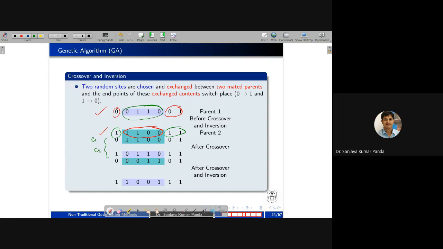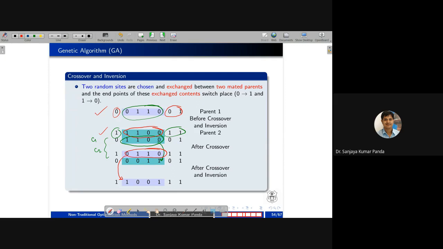Then the process is called inversion. Inversion means you take this part and flip it. Flip it means you will get 0, 0, 1, 1. Similarly, you take this part 0, 1, 1, 0 and flip it. That means you will get 1, 0, 0, 1. So in this process, you first make the crossover, and after making the crossover, you make the inversion.